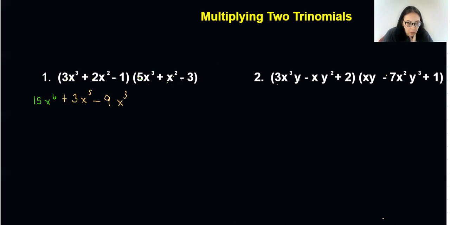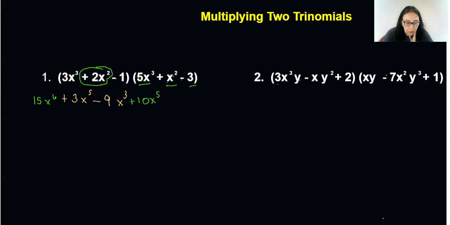So let me change our color here. How about this color? I'm going to take this, you see how I circle the sign in front of it, times each one. Positive times a positive is a positive. 2 times 5 is 10. Then we got x squared times x cubed. We got to add those exponents. 2 and 3 makes 5.